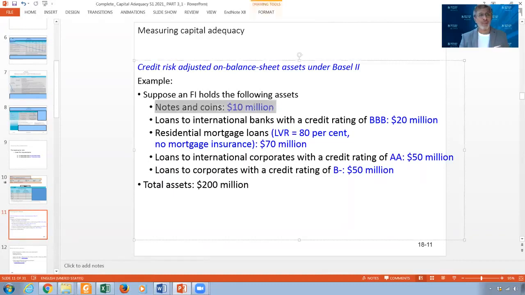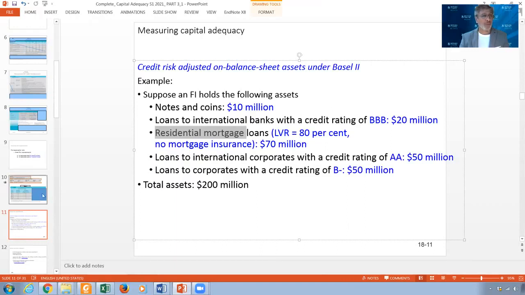So if I have notes and coins, which means cash, 10 million for this bank, and we have loans, this is from the balance sheet. Loans to international with a credit rating of BBB. Now you already know BBB. From now, you know it's 20 million, but you are not going to take the 20 million. You are going to take the risk-weighted asset of this 20 million. Same thing for the residential mortgage loans, LVR 80%, and no mortgage insurance, and the amount is 70 billion.